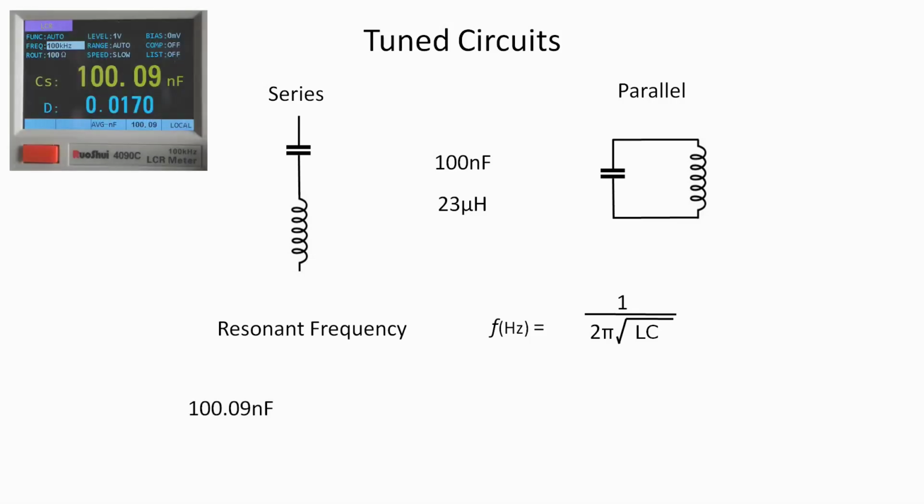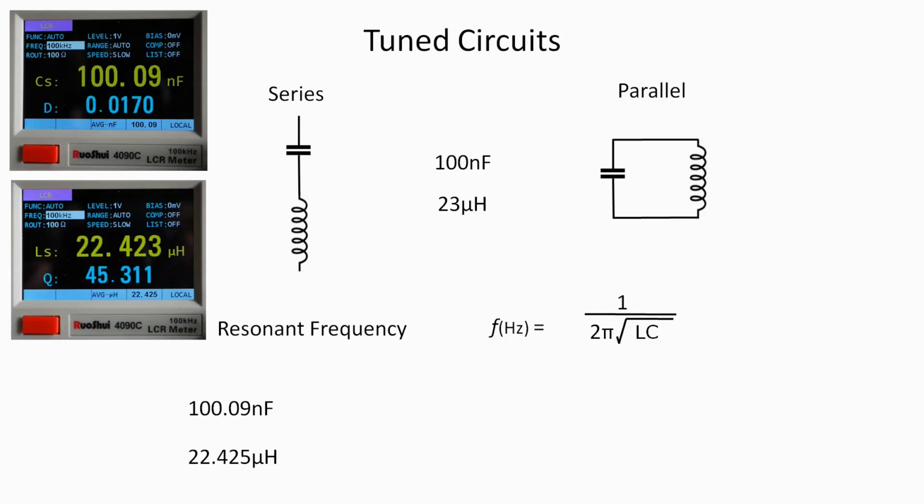So I measured the capacitor using my LCR meter and it came out at 100.909 nanofarads. That's an average of measurements, sort of visible on the bottom line there. And I did these tests at a test frequency of 100 kilohertz, and this will make a little bit more sense in a moment or two. The inductor came out at 22.425 microhenries. Again, that's an average on the bottom line there on the display, and again, that measurement was taken at 100 kilohertz.